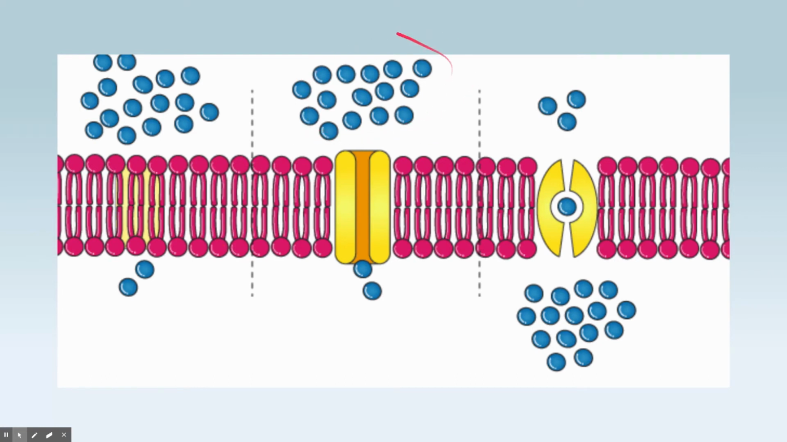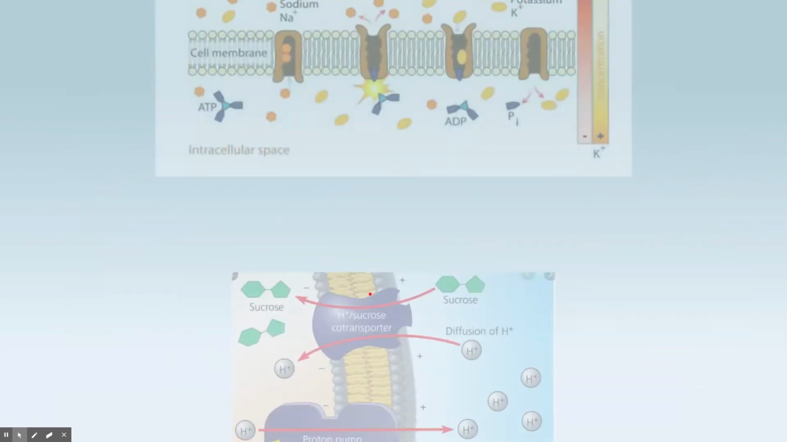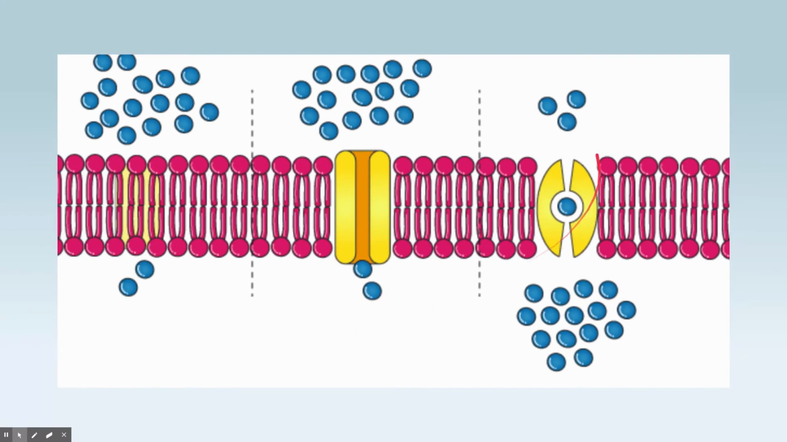Facilitated diffusion is a passive transport aided by transport proteins down a concentration gradient, with channel proteins acting as a tunnel and gated channels opening or closing in response to a stimulus. In active transport, molecules move against their concentration gradient or electrochemical gradient via carrier proteins and ATP energy.